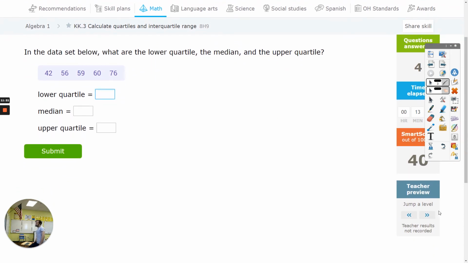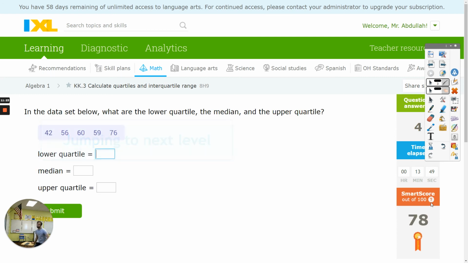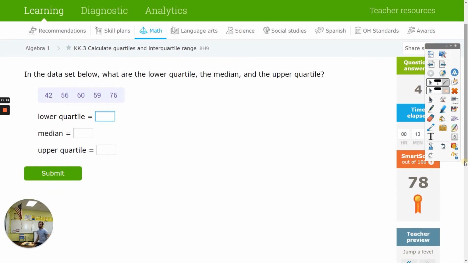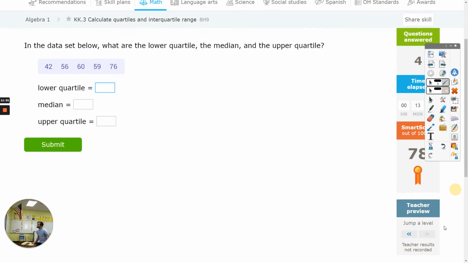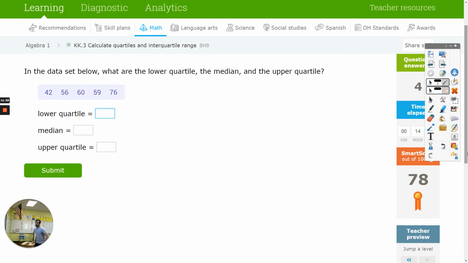Okay, let's skip a level and see if it gets any harder. These are all the same. And let's just do this one as the last one. There's no other level. Okay, so final question. Median is, I'll just do it real quick, 60, right in the middle. To the left, I have two numbers.